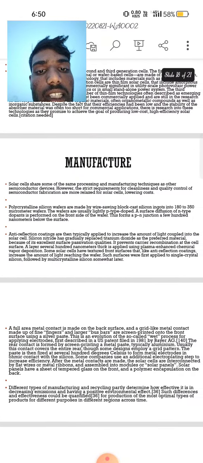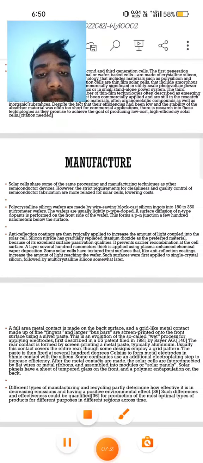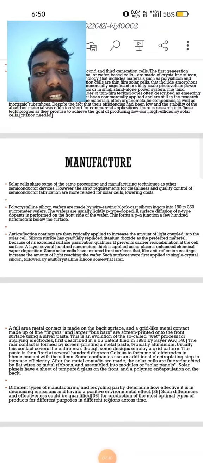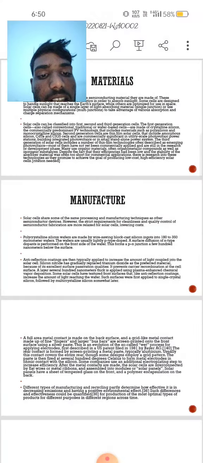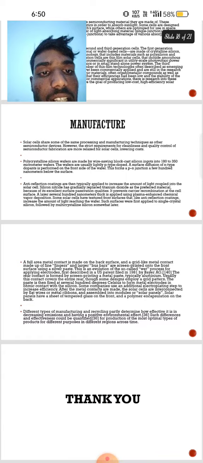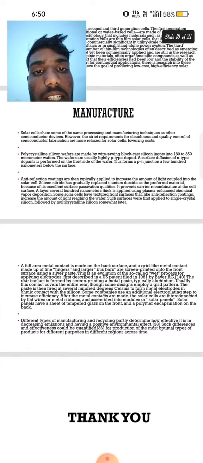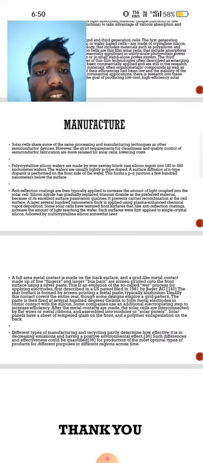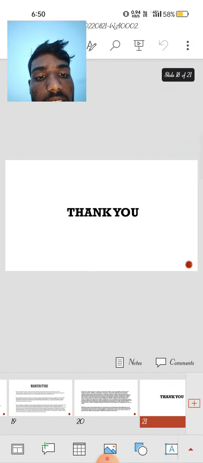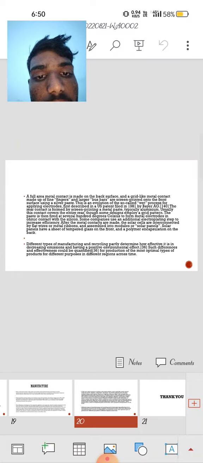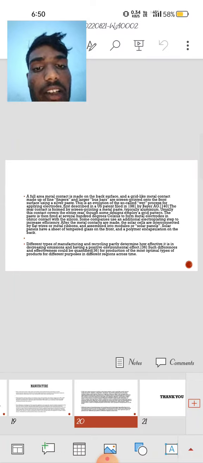Manufactured solar cells share some of the same processing and manufacturing techniques as other semiconductor devices. However, the strict requirements for cleanliness and quality control of semiconductor fabrication are more relaxed for solar cells, lowering costs. A full area metal contact is made on the back surface, and a grid-like metal contact made up of fine fingers is made on the front.